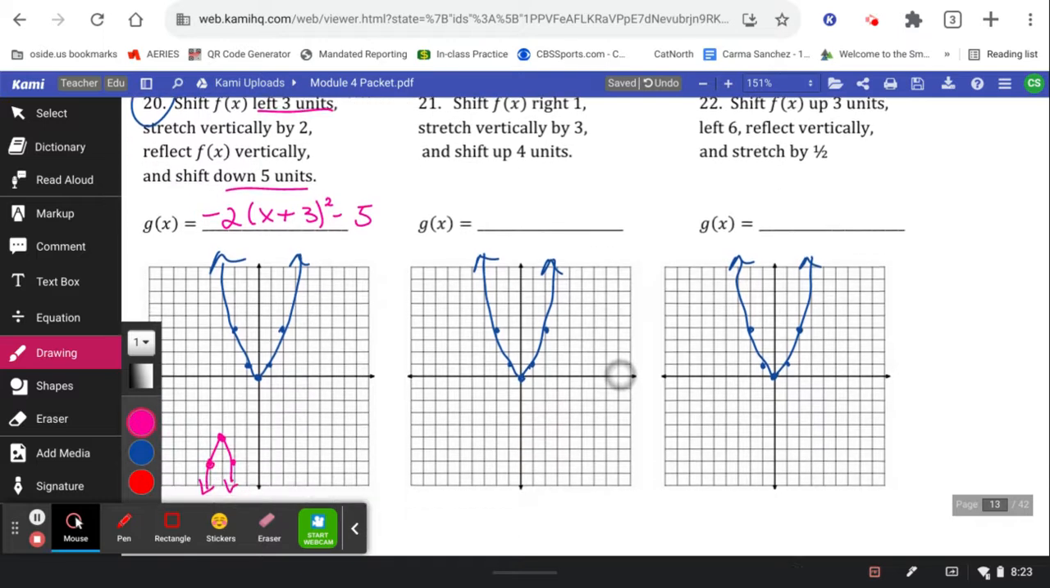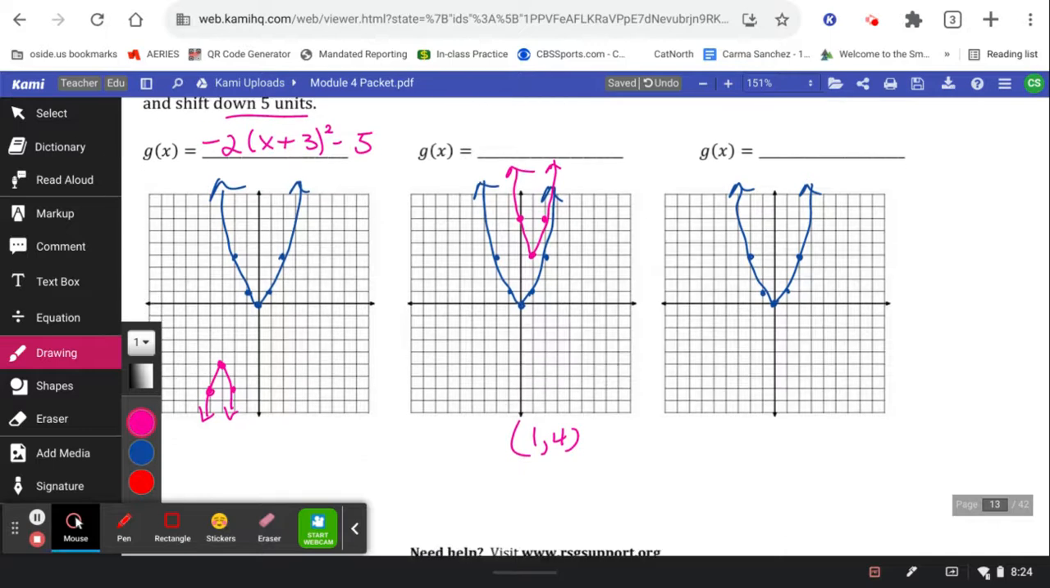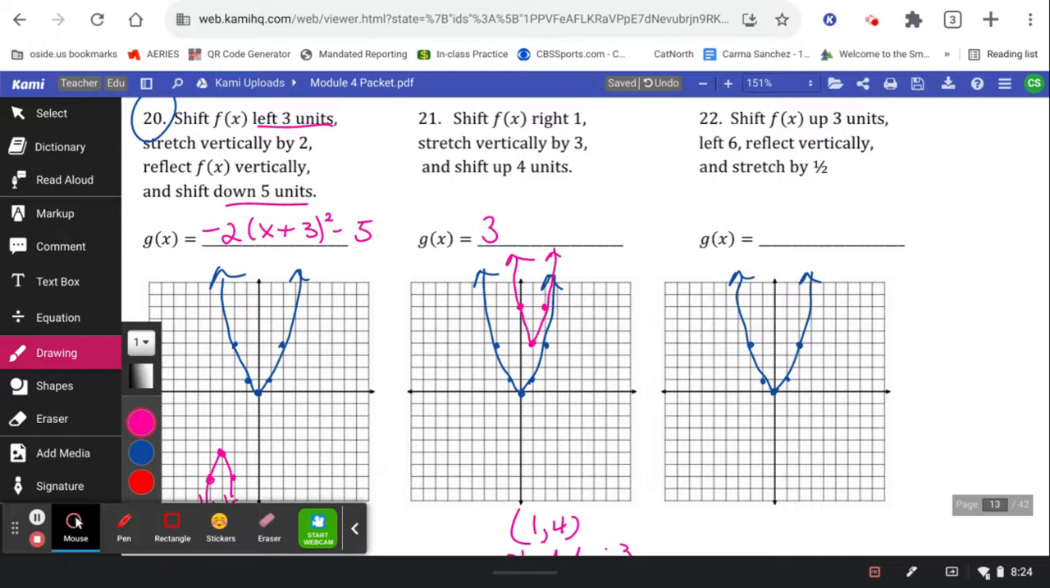So this one over here is a shift right 1 and then up 4. So right 1, up 1, 2, 3, 4. There's my new vertex. And it's just going to stretch vertically by 3, no reflection. So out 1, up 3, and out 1, up 3. And there's my new parabola. So out 1, up 4, there's my vertex, stretch of 3. We're going to write 3(x minus 1) squared plus 4 as our function.